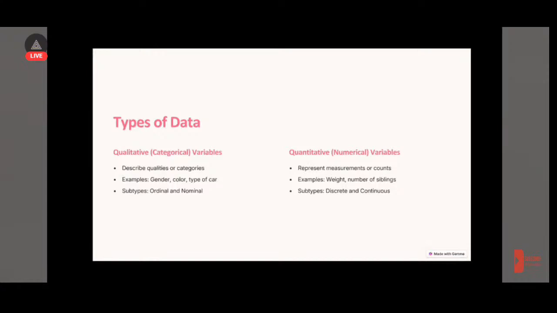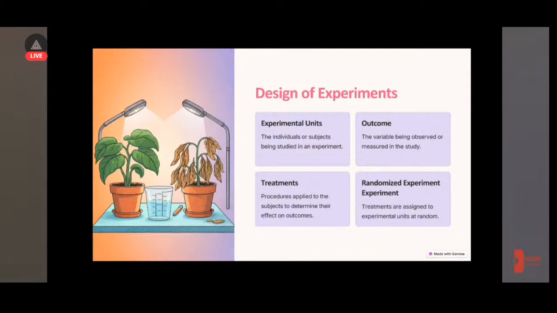Now, when we talk about the quantitative variables, these represent measurements or counts. When we talk about the height, the weight, the number of siblings. If you need information about the weight, you know that that's going to be a numerical variable. The number of siblings, the number of cars, the number of houses, those are numerical variables. And then under the subtype, we have the discrete and the continuous.